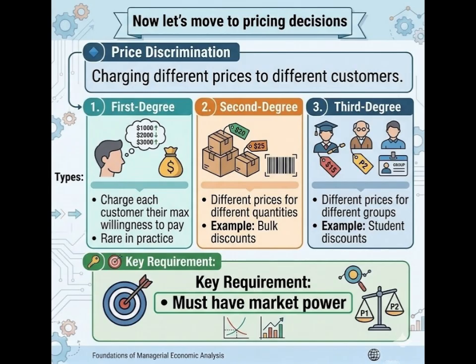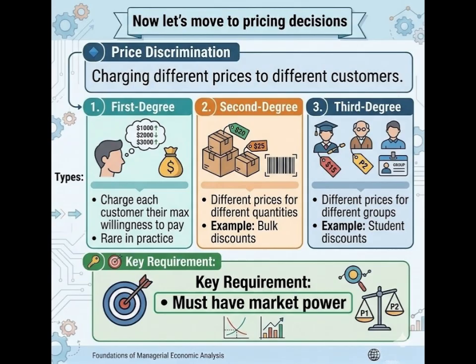Now let's move to pricing decisions. First, let's talk about price discrimination. What is the price discrimination? That is charging different prices to different customers. This is of three types. Number one, first degree. What is this? Charge each customer their maximum willingness to pay. And this is rare in practice.